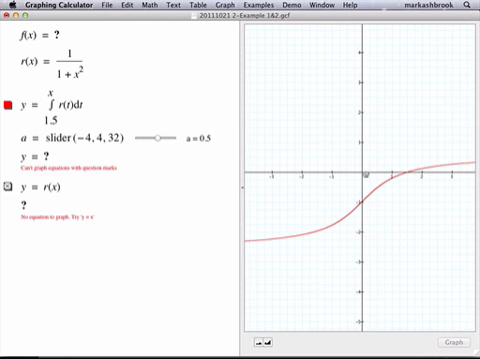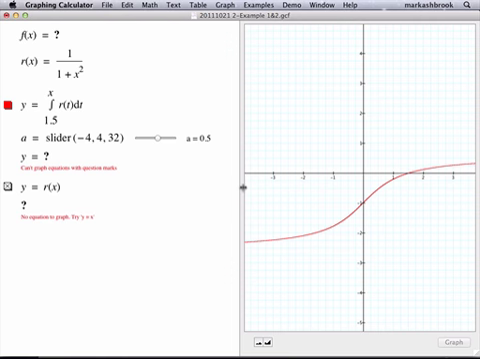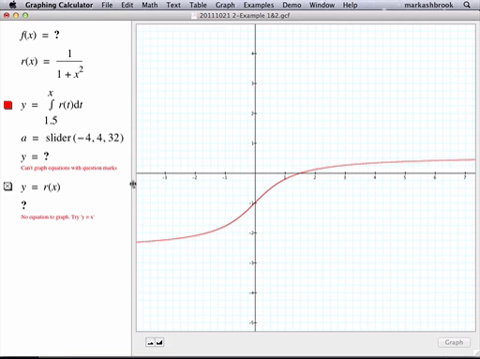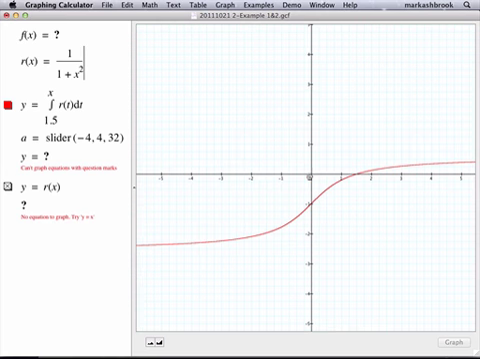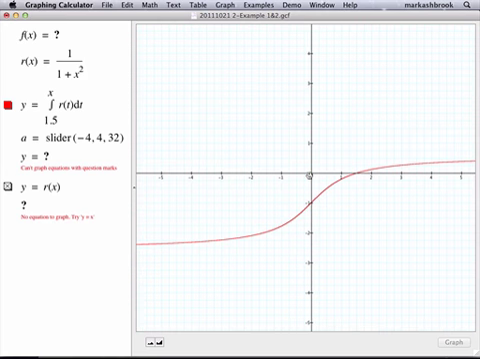Okay, so what was the response to that? So we've got this closed form rate function. What is it that we've developed that allows us to find a closed form accumulation function from rate? Anybody? How is it that we know how to do that?